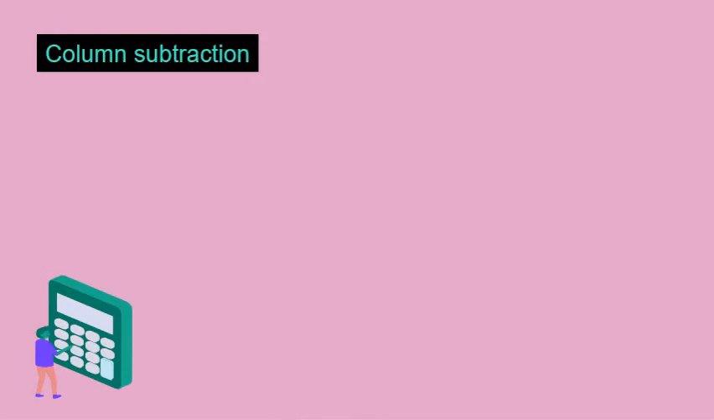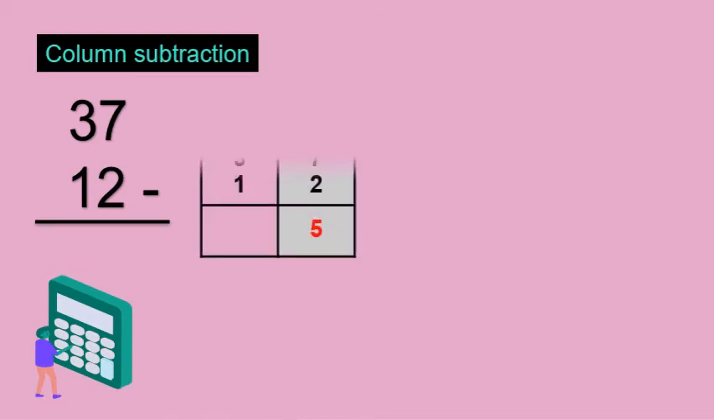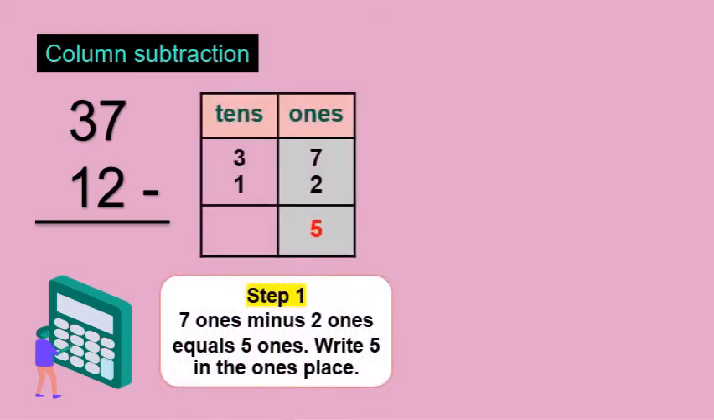We can also answer by using the column subtraction. You remember how we use the column addition, right? So it's the same thing with subtraction. So first, let's put the minuend 37 minus the subtrahend 12 and the equal sign. Step 1. Let's put the tenths and ones place.